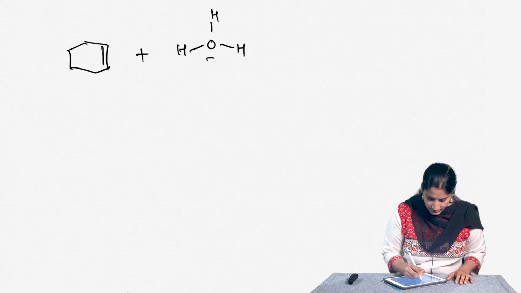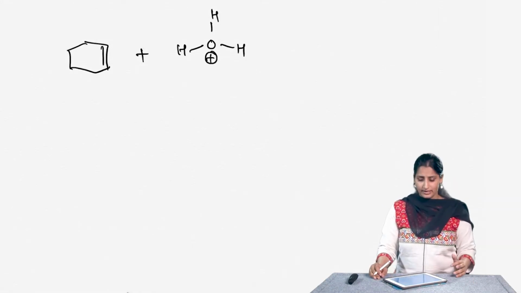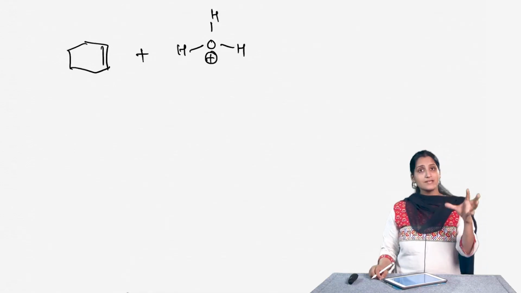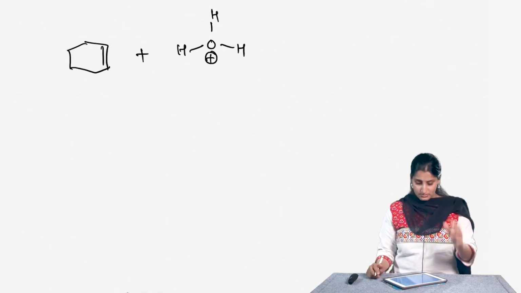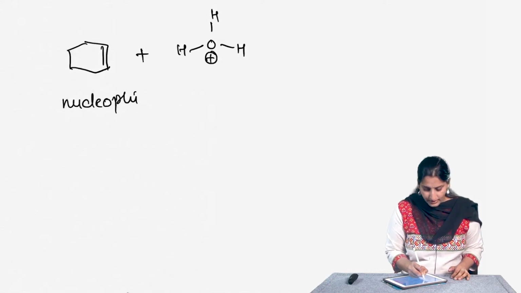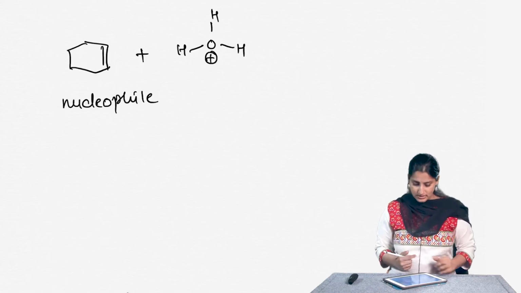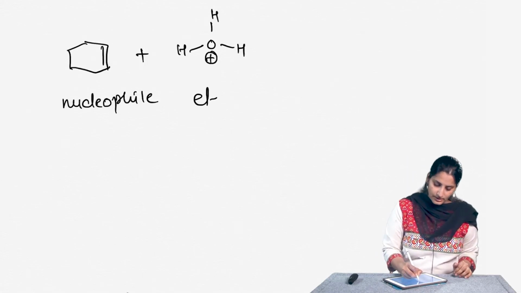Again, the first thing I think about is where are the electrons and where is the electrophile. So, electrons are present on the carbon-carbon double bond. So, that is my nucleophile, and a positive charge or an H plus really exists in H3O plus. So, that is the electrophile.